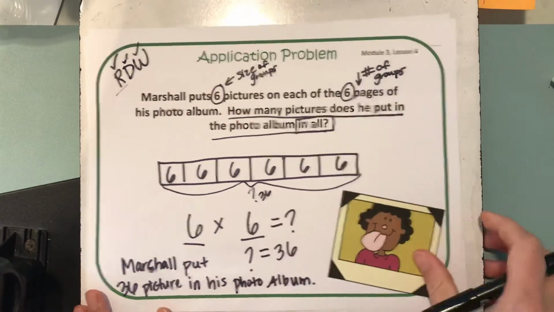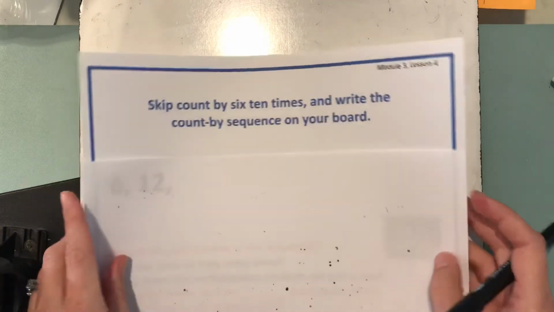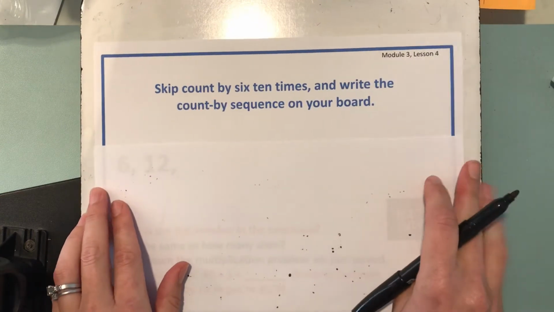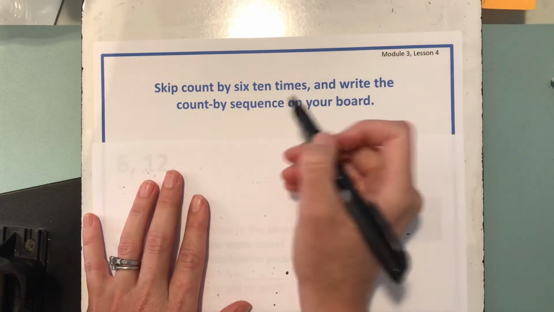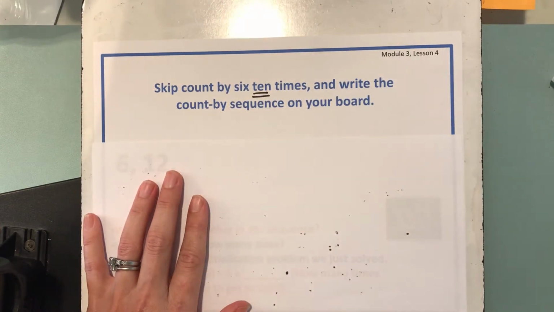All right. Okay, here we go. Now we're going to get into our lesson. You will need your whiteboard for this, so please go ahead and get that. Pause the video. You'll need your marker and your eraser. Okay, here we go. What we're going to do on our whiteboards is skip count by 6s 10 times. Okay, 10 times we're going to skip count by 6. And we're going to write the sequence on our whiteboard. Okay, so let's get started.